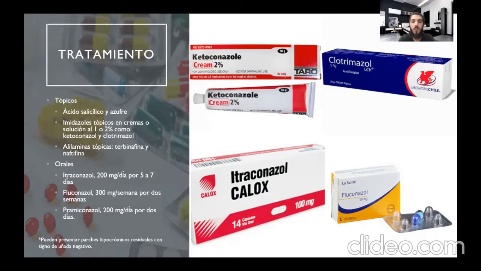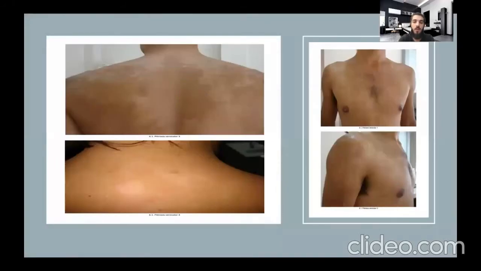For long-term monitoring, tinea versicolor has a high rate of recurrence, so prophylactic treatment with topical or oral therapy on an intermittent basis is necessary to prevent recurrences in most cases. After treatment, some patients might be left with residual hyperchromic patches with a negative scratch sign that will fade away over time. Here are some other examples of how the clinical presentation of tinea versicolor can be seen on the thorax, back, neck, and upper limbs.